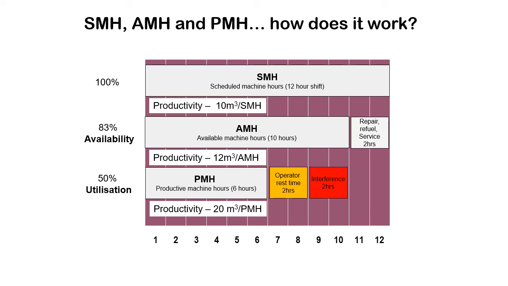You can see that if we schedule 12-hour shifts, we know that we've got 120 cubic meters that we need to harvest in 12 hours. If our productive time drops to our availability, which is 10 hours, we need to produce 12 cubes. If our productive machine hours are only 6 hours over those 12 hours, we have to produce double the amount of timber for each hour that we are productive.